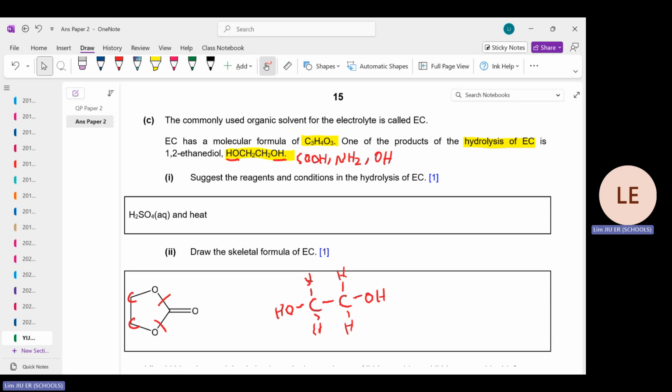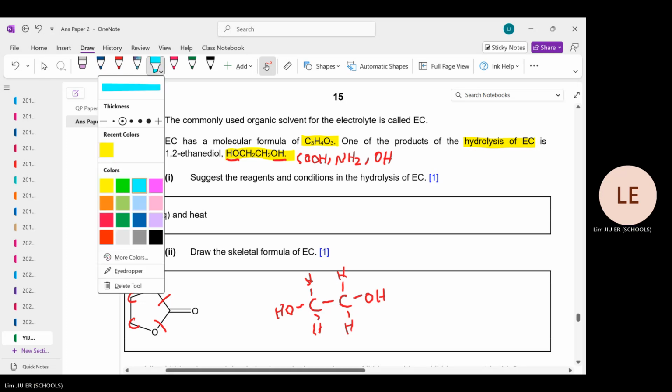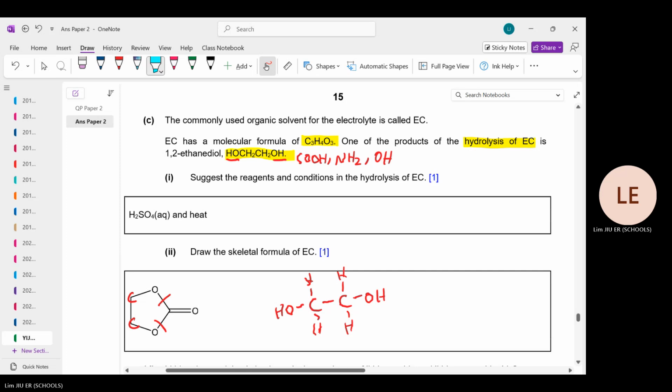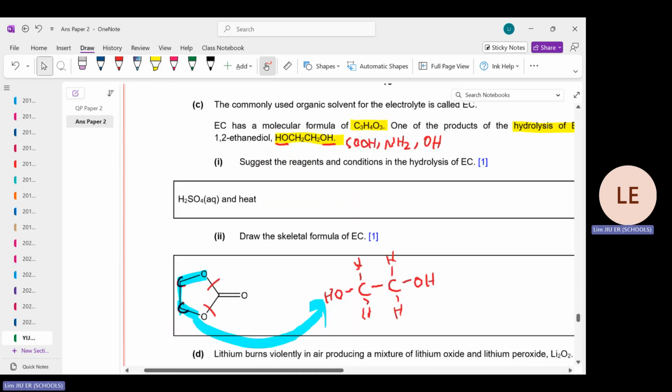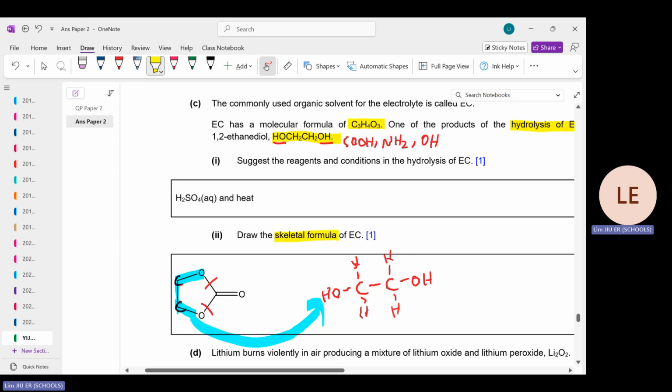And that is where this part is actually this part. So you just need to fix step 2 in and you will get the answer. Can? Okay, the keyword here is skeletal. So you make sure you draw it in a skeletal form. When you transfer, make sure you transfer to the skeletal form.